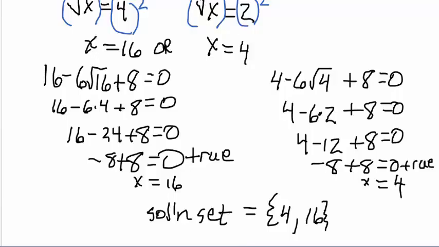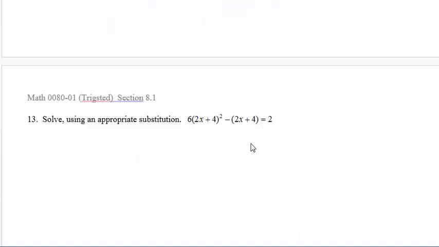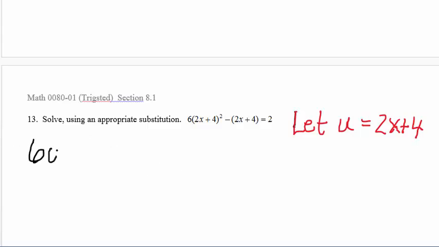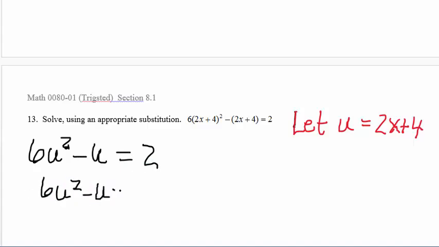Let's look at one last problem. All right, here's another example where we're going to let our new variable be any variable other than the variable of the equation. So let's let u equal 2x plus 4. So we're going to write this as 6u squared minus u equals 2. So 6u squared minus u minus 2 equals 0.